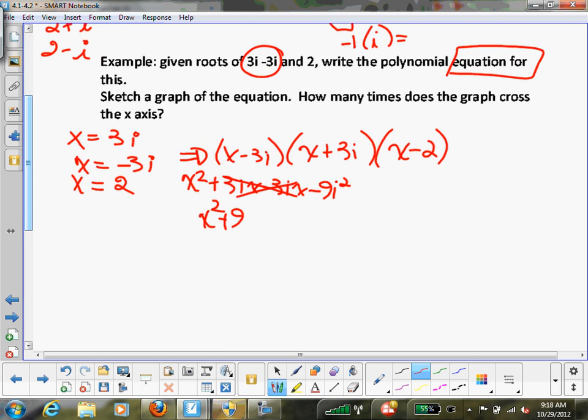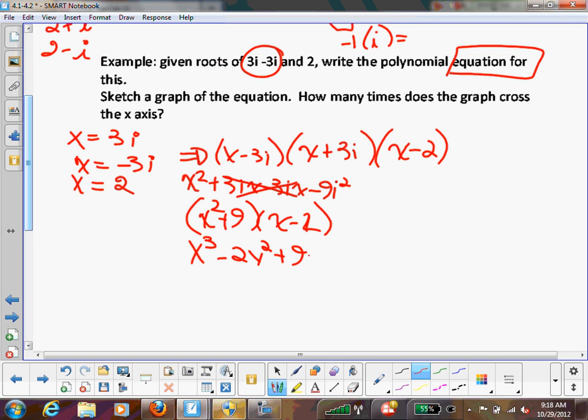Okay, so now we continue by letting this be multiplied by x minus 2. So we get x cubed minus 2x squared plus 9x minus 18. All I did was FOIL. And this is what my y is equal to. This is the equation. Y is equal to that value. Okay? Now, we're going to sketch it.